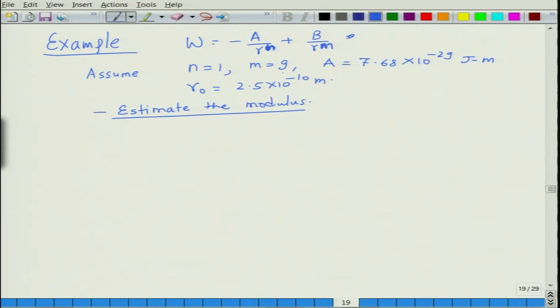That will help us to determine the value of B. First things first, force is equal to 0 at R is equal to R naught, that is del W by del R at R is equal to R naught is equal to 0. So when we derive this, W can be written as minus A divided by R to the power 1 plus B divided by R to the power 9.